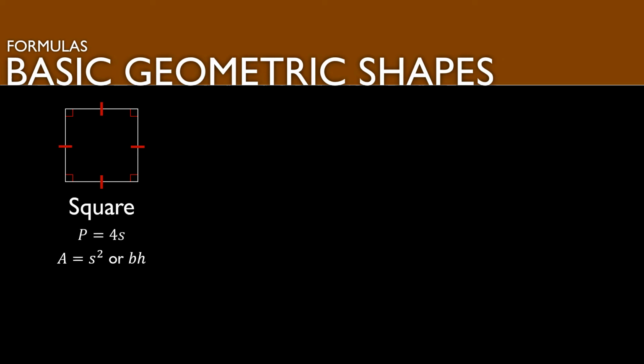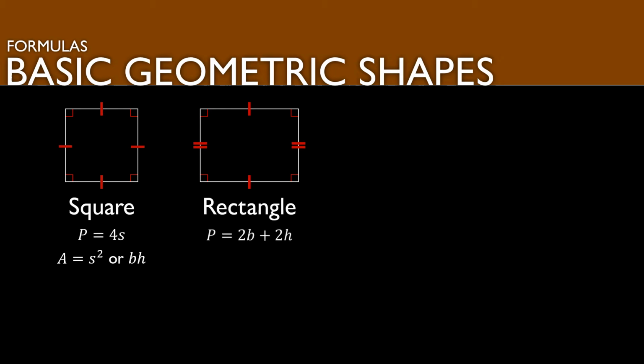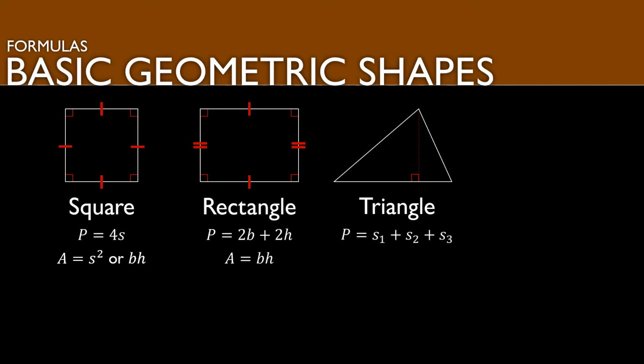When we look at a rectangle, the perimeter is going to be 2b plus 2h, or 2 times the base plus 2 times the height. The area is equal to base times height, or bh. The next shape that we have is the triangle. The perimeter is simply side 1 plus side 2 plus side 3. The area is 1/2 BH.